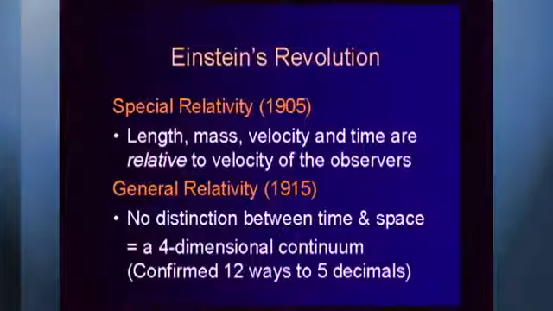Most of you know that in 1905, he had a special theory of relativity in which length, mass, and velocity and time are relative to the velocity of the observers, the famous initial step at this. And it was a few years later that he generalized this theory, and he discovered that there really is no distinction between time and space. If you're really properly briefed, you will always speak of space-time. We don't do that. We're comfortable with three spatial dimensions and time. We treat them separately. But we know in modern science that we live in at least a four-dimensional continuum.